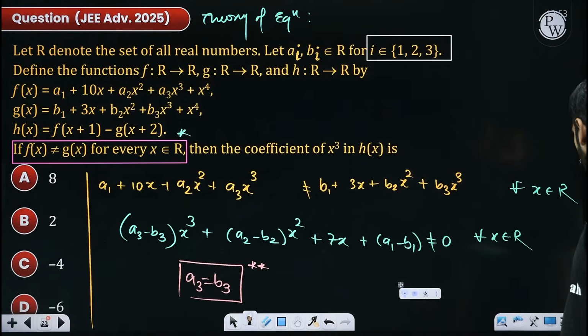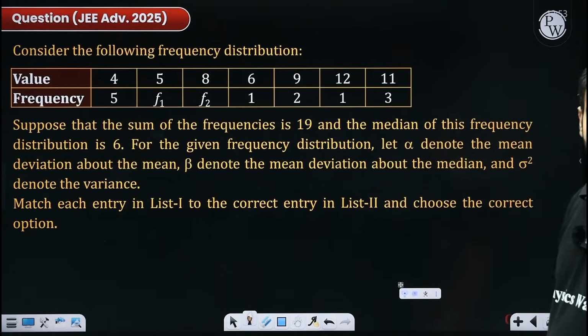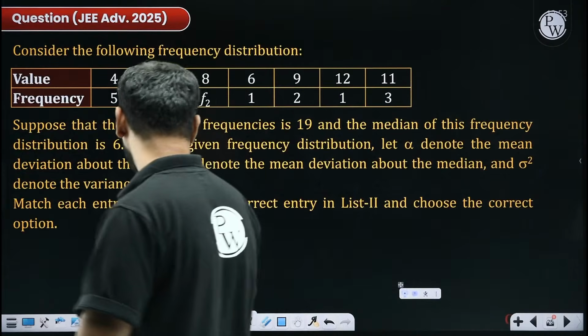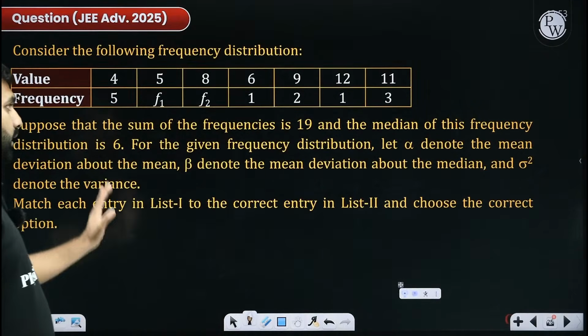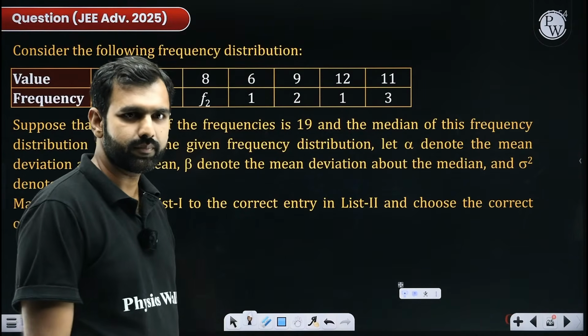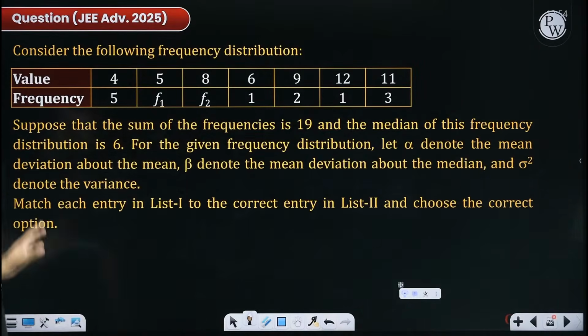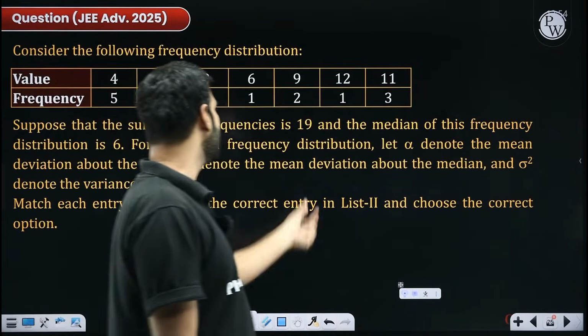Now we'll be solving the next question. Shall we start doing it? Great. Now this is the table we are given. We'll focus on that table. Now from here, suppose that the sum of the frequencies is 19.